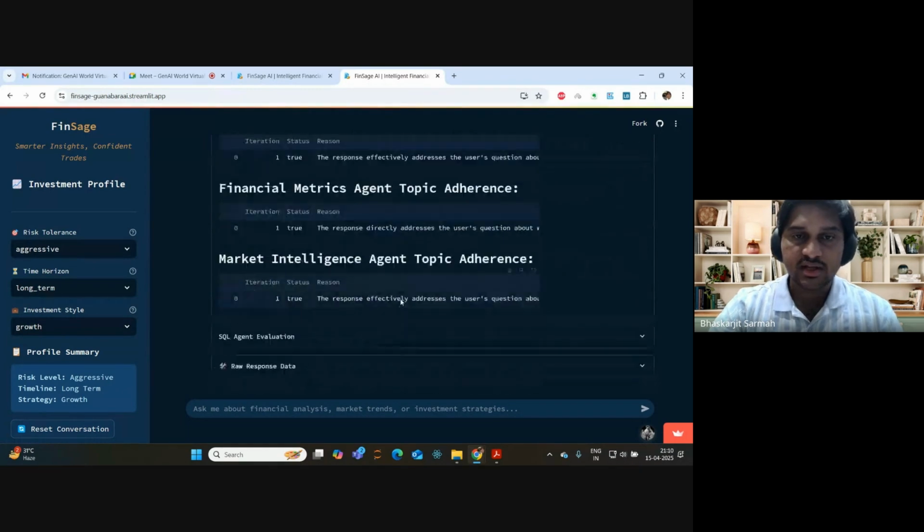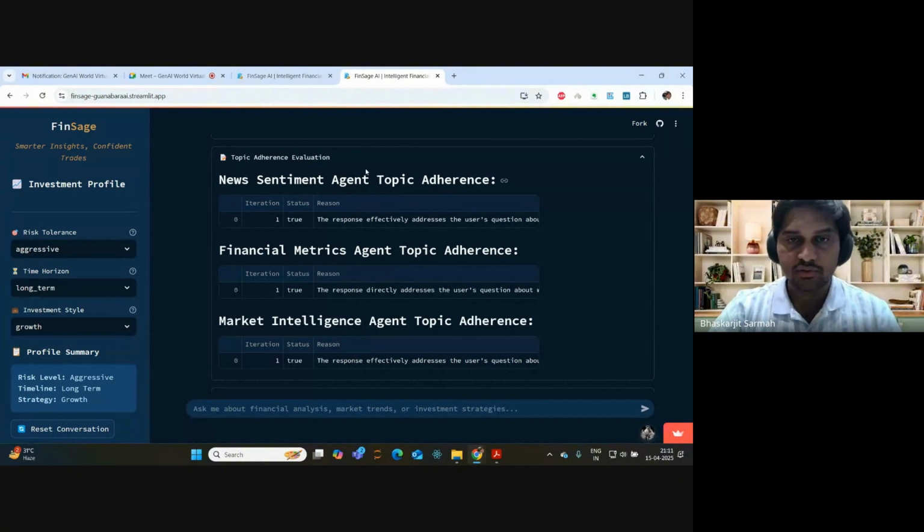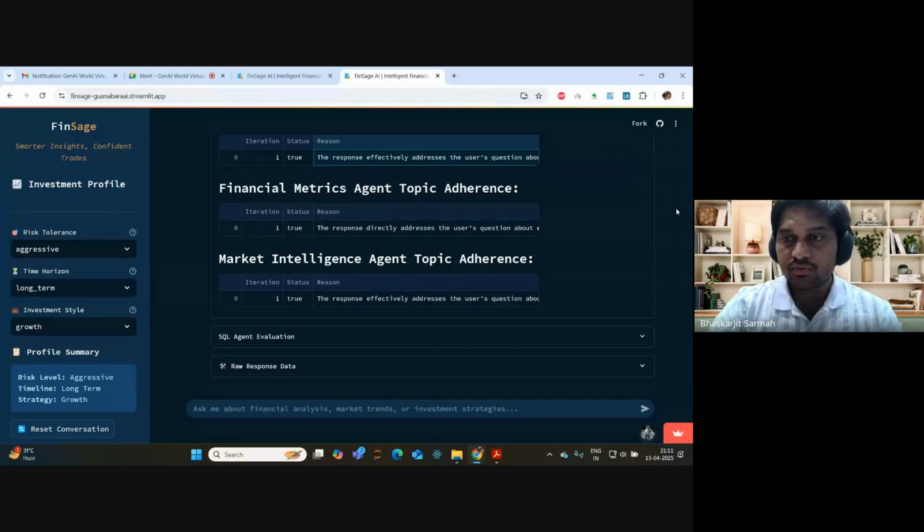The second one is topic adherence evaluation. That means whatever output the news sentiment agent is generating, does it address the user's question or not? The status tells you whether it is true or false. So to some extent, we can use this kind of evaluation to make it more trustworthy.